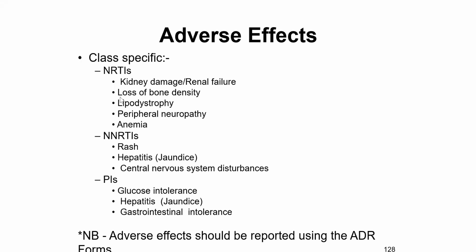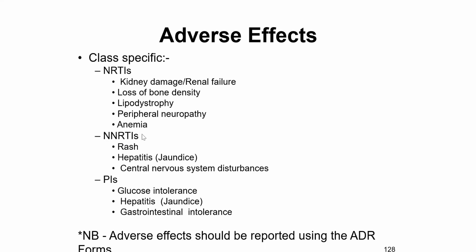For our NRTIs, the most common side effects are kidney damage, loss of bone density, and anemia. These are class effects. Some are more drug-specific. I hope you remember the era of stavudine, where people used to have changes in body shape, deformities, and numbness. So, lipodystrophy and numbness. That's why we removed those drugs.